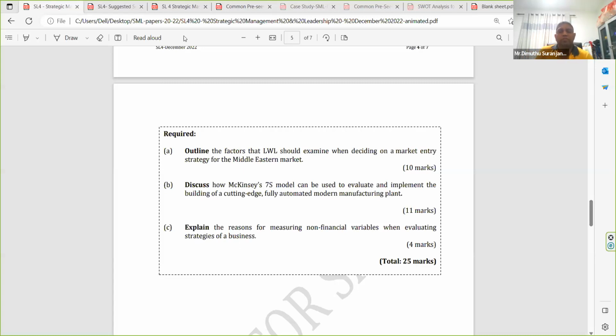Now, my question is, do we want to use McKinsey's 7S for the whole information given? No. Do we want to use this only for that modern manufacturing plant? So for what purpose is the McKinsey 7S model normally used? Now, I have a question for you. Do we want to use it for the whole organization, or only for the modern manufacturing plant? What is your answer?